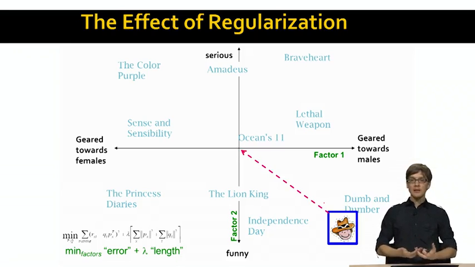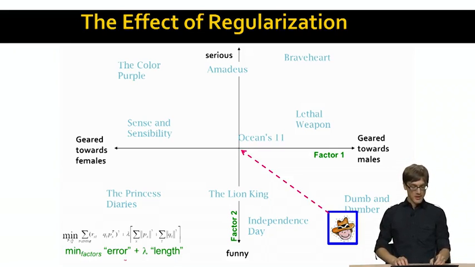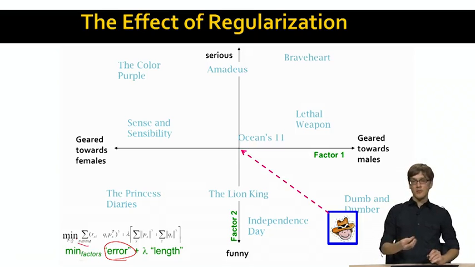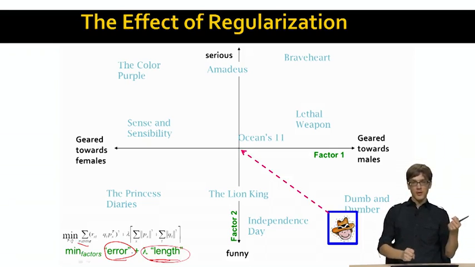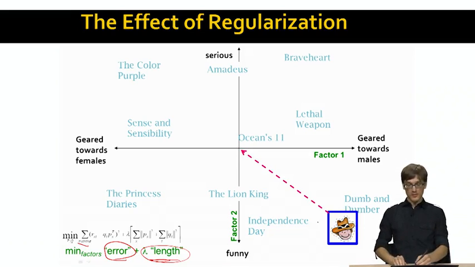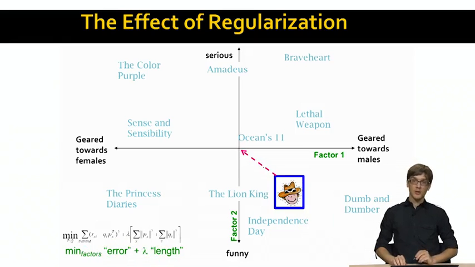So if we have very little training data for the user, right? If the user rated very few movies, then what will happen is this error part will have only a few movies in the summation. So the value of the error part will be relatively small. Which means that for such a user, we will want to also make the length small, because by making the length small, we'll increase the error, but because the error has only a few terms, that won't add too much to the global error. So what will happen is this user will basically start moving more and more towards the coordinate origin.